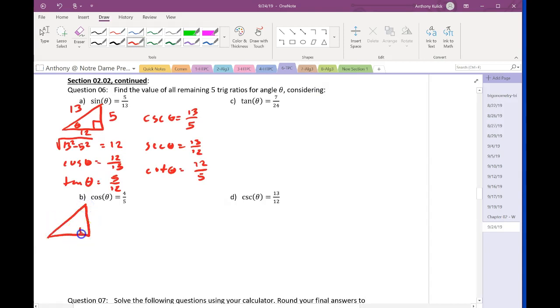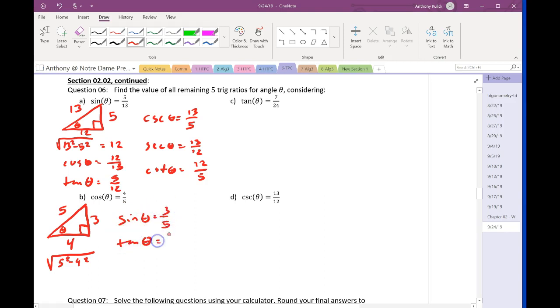For B, I'm going to start the same way. Draw a triangle, pick an angle, call it theta. Cosine is adjacent over hypotenuse. If I use the Pythagorean Theorem, I can then solve for the third side. 5 squared is 25 minus 4 squared, which is 16. 25 minus 16 is 9. Square root of 9 is 3. So I have sine theta equals 3 over 5.